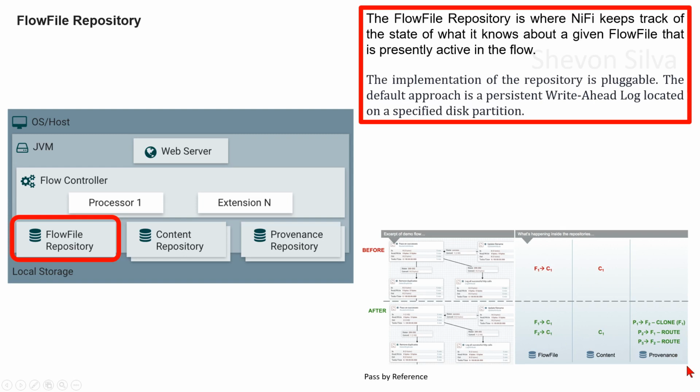The provenance repo documents the change that occurred, which includes the clone and two route events. Each of these events has a pointer to the relevant content and contains a copy of the respective flowfiles in the form of a snapshot.